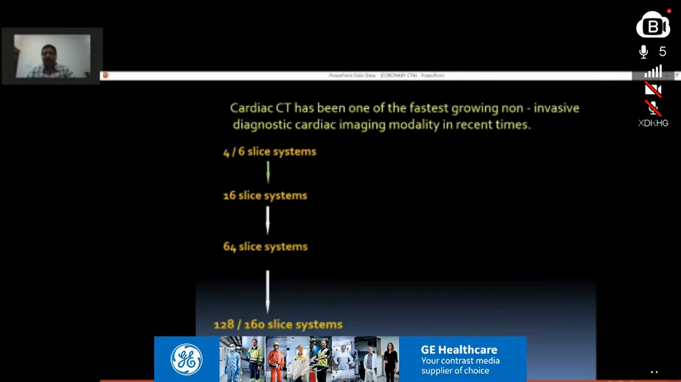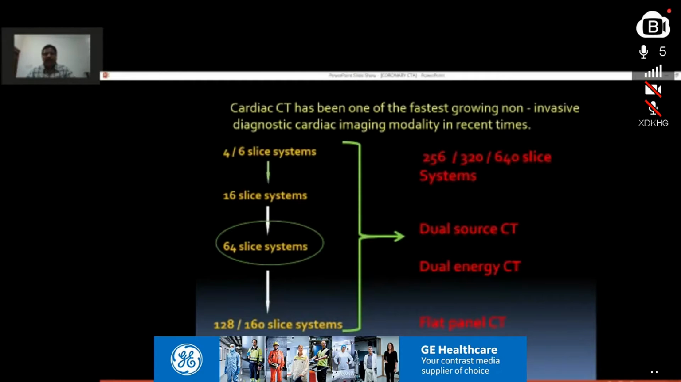Now, cardiac CT has been one of the fastest growing non-invasive diagnostic cardiac imaging modalities in recent times. The journey of cardiac CT began with 4 or 6 slice systems early in the 2000s, and then shifted to 16 slice, 64 slice, and now 128, 160 slice systems. But actually, it was the 64 slice systems which made cardiac CT a modality of choice for imaging of the coronary vessels. But since the last decade, a lot of other changes have happened on the front of cardiac imaging.